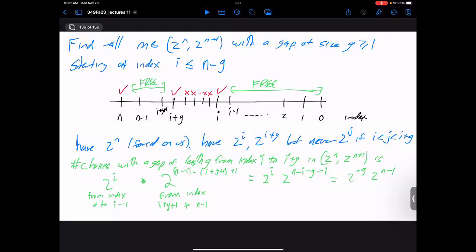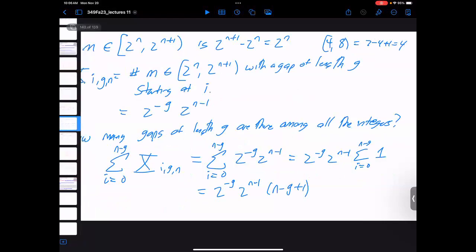And so we got a beautiful formula at the end of the day that the number of choices was equal to 2^(-g) times 2^n, and 2^n is very nice in terms of just how many elements we have in this interval. It's a nice relation to the total number of elements.